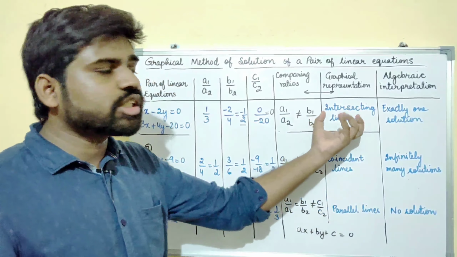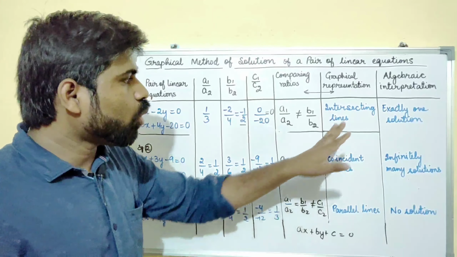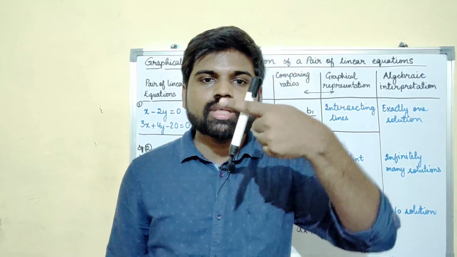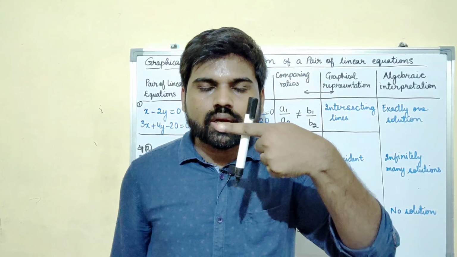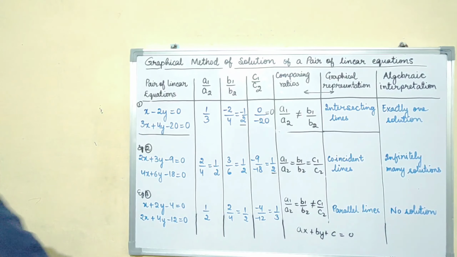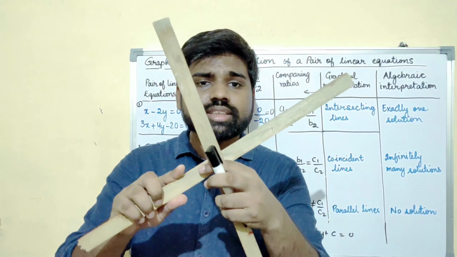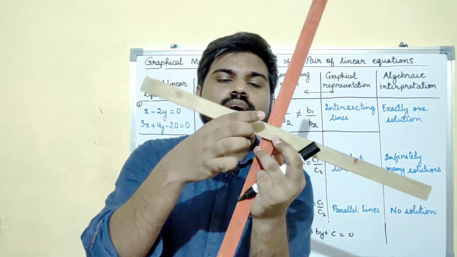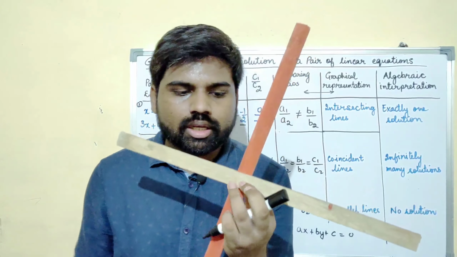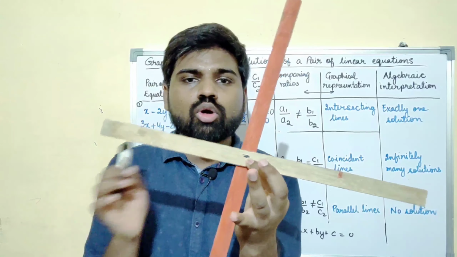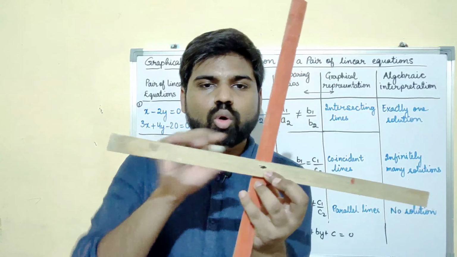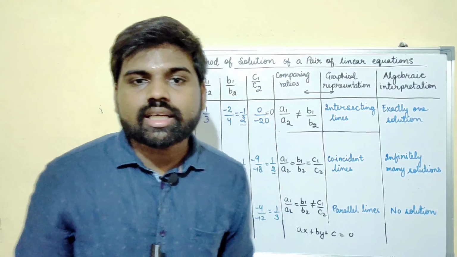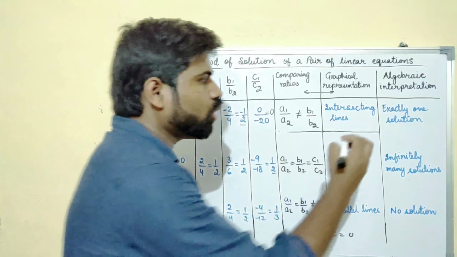Now, what is the algebraic interpretation of this? What does an intersecting line mean? Intersecting lines are like this. That means they have one point in common. Let me just show it to you. See, these are two lines. Here they are intersecting and one point is common. This point is common to both the lines, that means this point is on this line also and on this line also. That means intersecting lines will have only one solution.